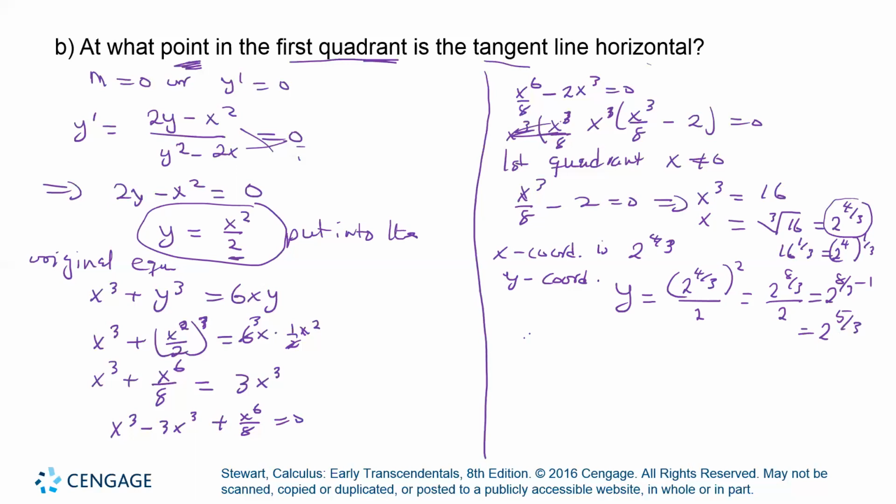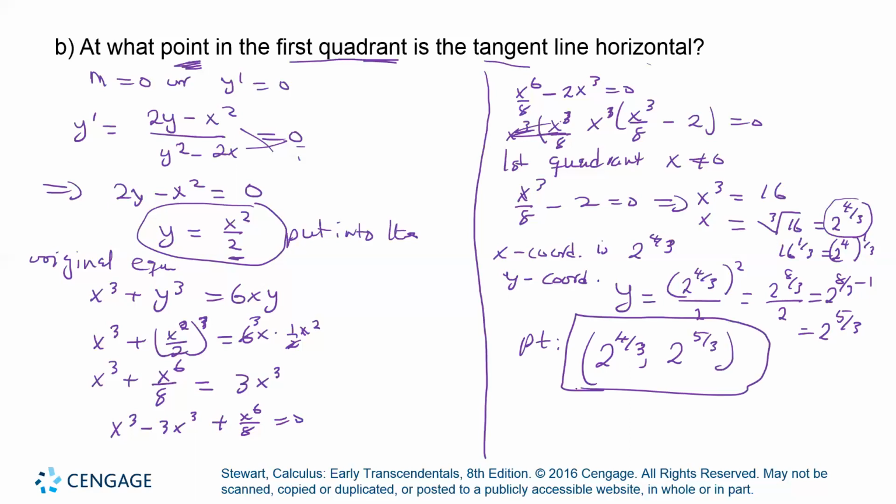So the point has the coordinates 2 to the 4/3 and 2 to the 5/3. This is the point in the first quadrant where the tangent to the curve is horizontal.